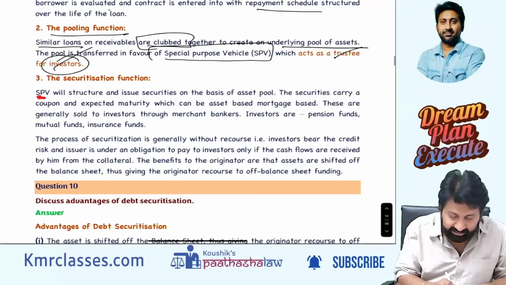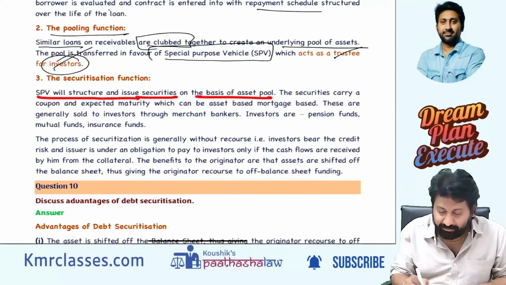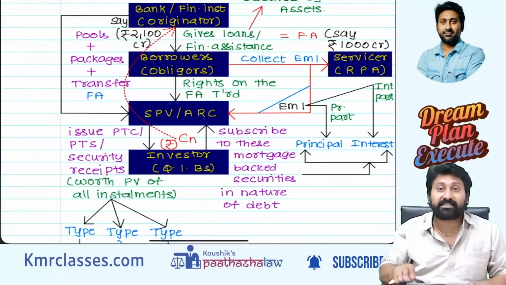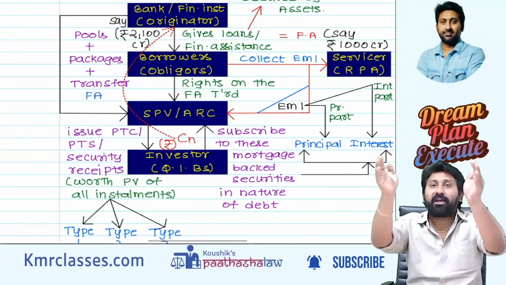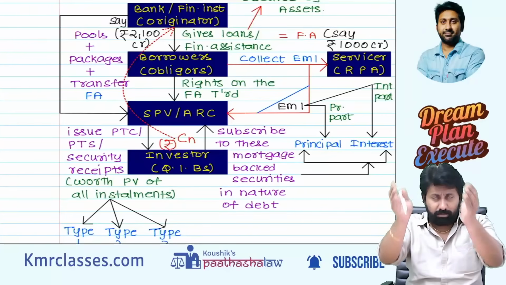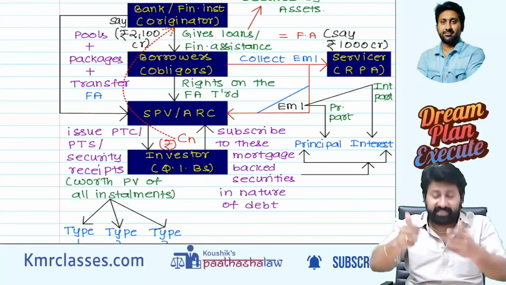Securitization function. The SPV will structure and issue securities on the basis of the asset pool. The SPV issues securities on the basis of the asset pool. On the basis of the 1,000 crore of loan amount, they will create securities.